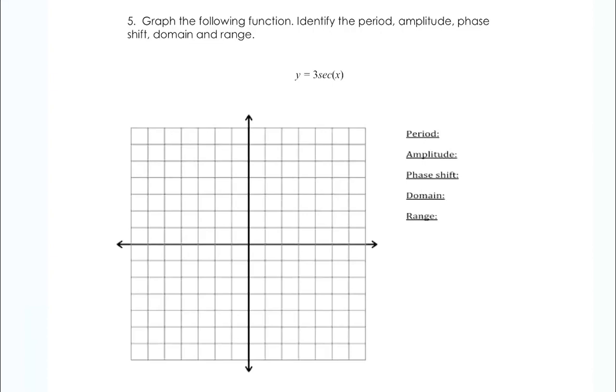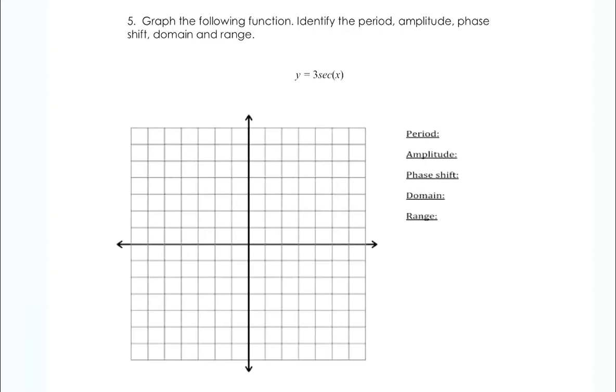This is number 5 on the Graphing Trigonometric Functions worksheet, and we're going to be talking about graphing a secant function that has been transformed. So number 5 reads, graph the following function, identify the period, amplitude, phase shift, and domain and range. Our function is y is equal to 3 secant of x.